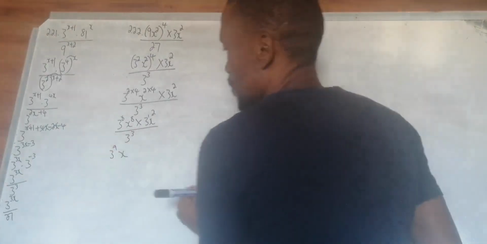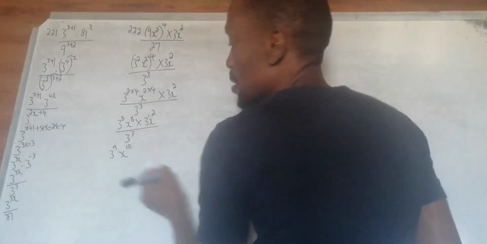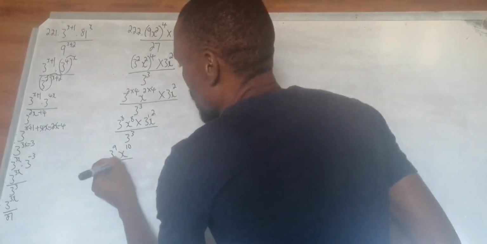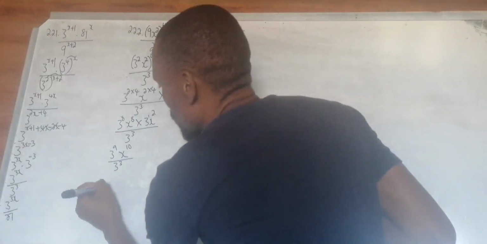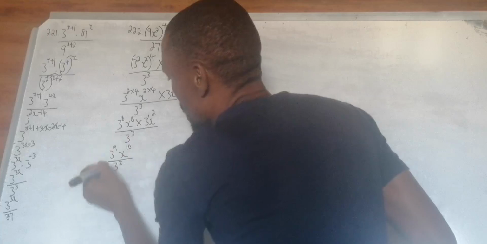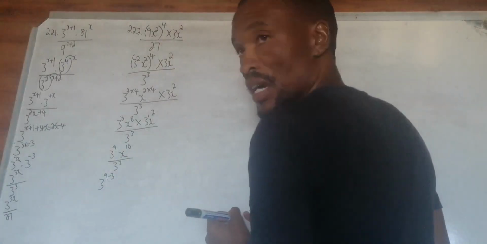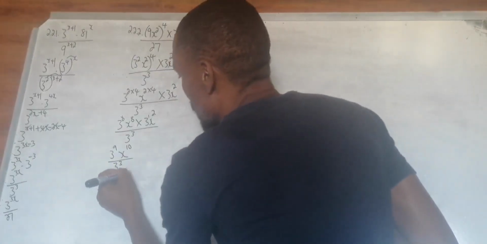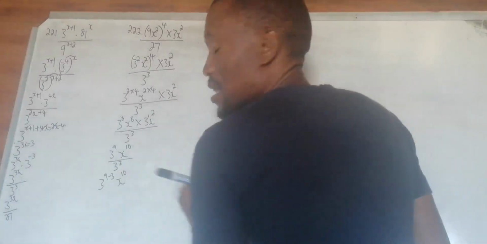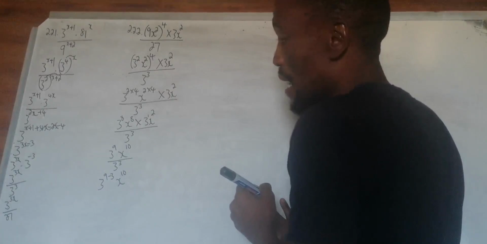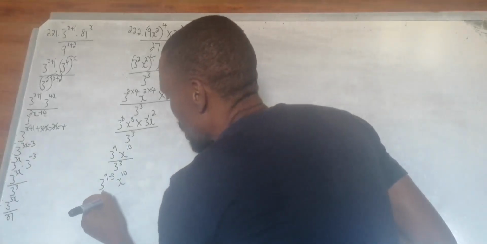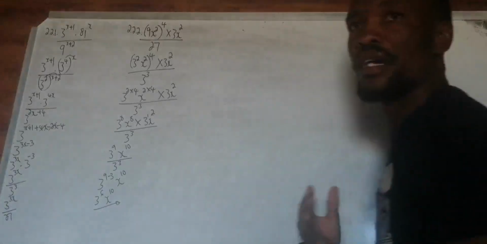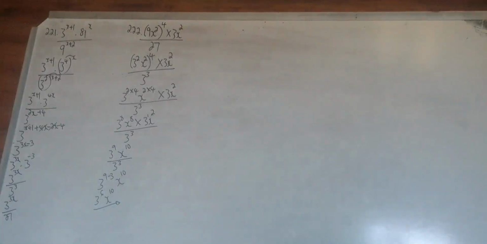For x, 8 plus 2 is 10. Divide by 3 exponent 3. Remember that when I divide, I subtract. 3 and 9, the 3 cannot become negative. Again, x to the 10 stays. 9 minus 3 is 6. So I want 3 to exponent 6, x to the 10 as your final answer. Then you are done. That becomes your final answer.